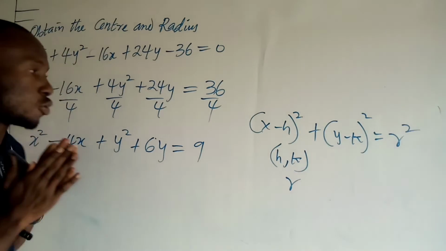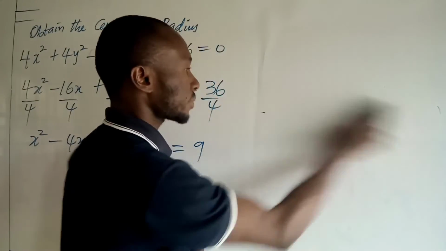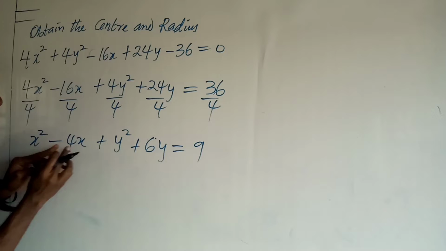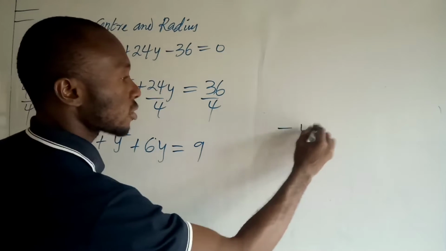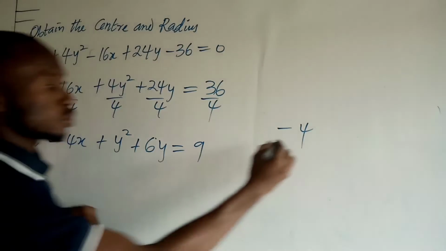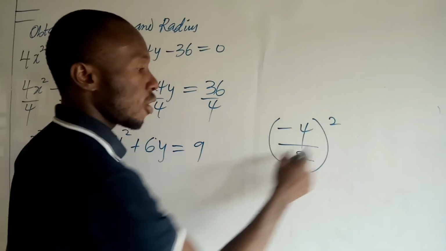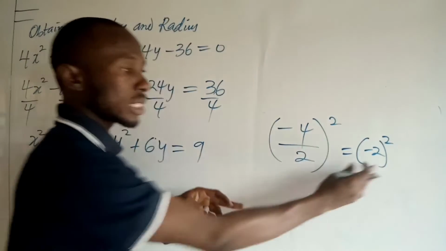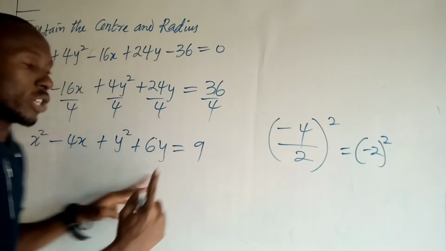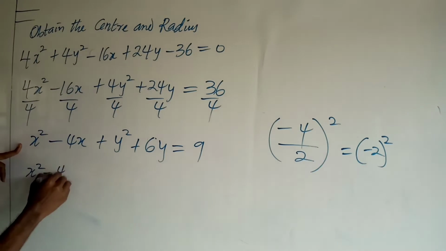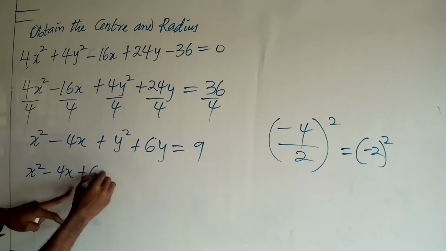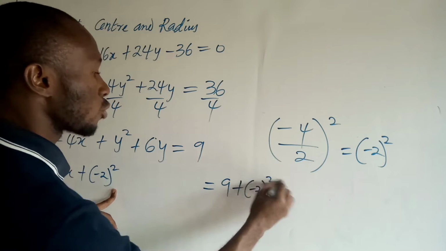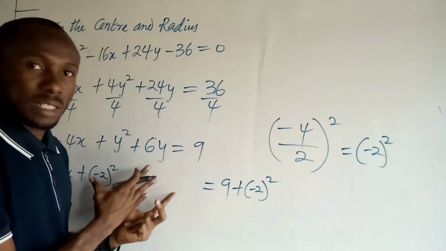Now the second step we need to do to complete the square for the x. I'll pick the coefficient of x, which is minus 4. Then I'll divide it by 2, then I'll square it. Of course, half of minus 4 will give me minus 2, squared. So what will I do with this? I'm going to add it to both sides of this equation. So I have x squared minus 4x plus (minus 2) squared, equal to 9 plus (minus 2) squared. I've just completed the square for the x.